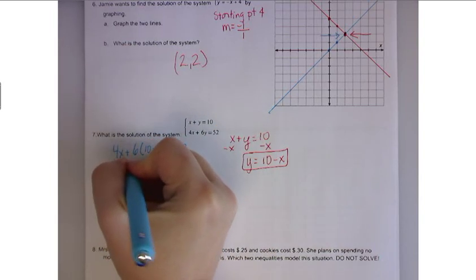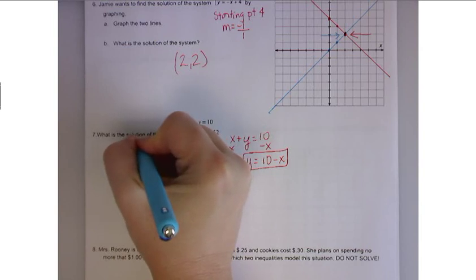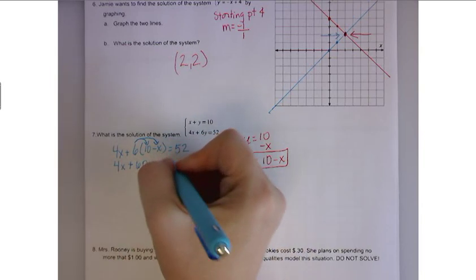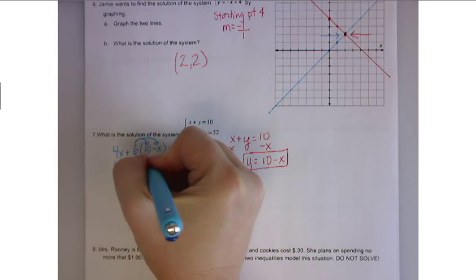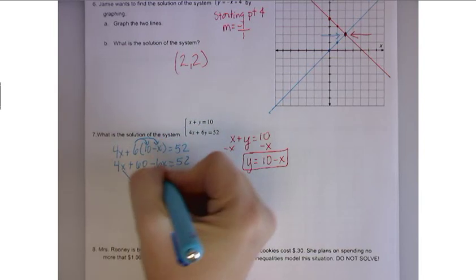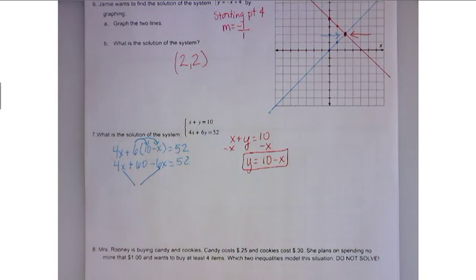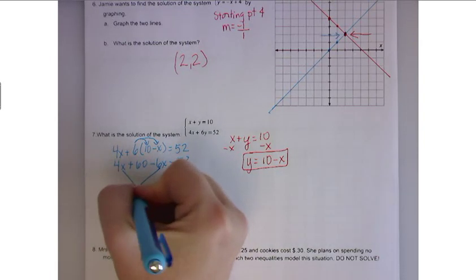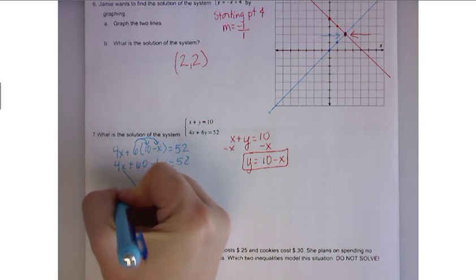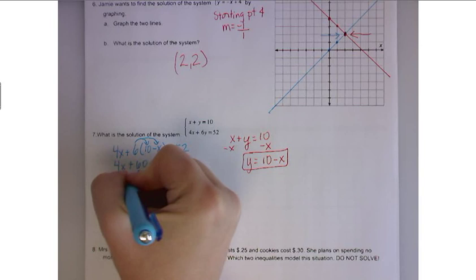Bring down this 4x. I got to multiply by both these. So I'm going to go plus 60. And then I'm going to get minus 6x equals 52. I can combine these two, the 4x minus 6x. So I'm going to try that on my calculator because again, we all know I don't do positive and negative numbers. 4 minus 6, negative 2. I'm going to go 60. I'm going to bring that down.